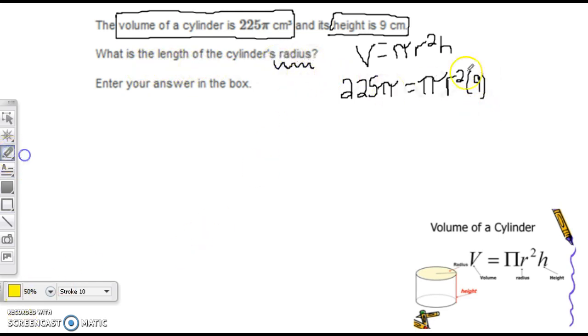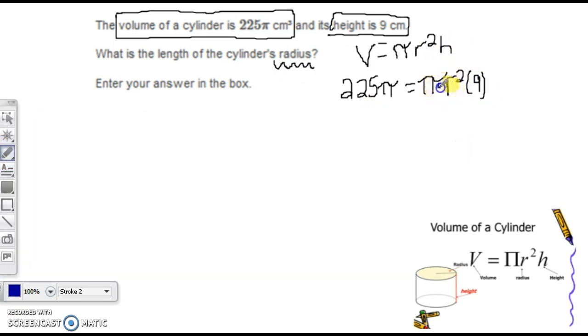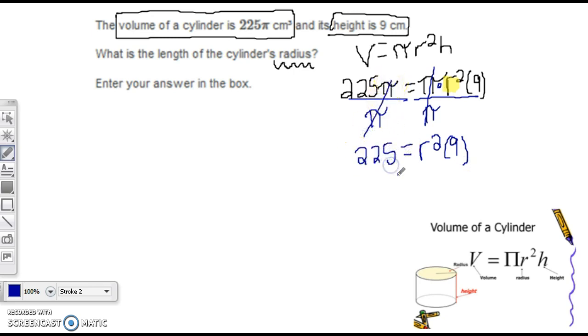So if I want to get that R by itself, there's a lot of things I need to get rid of. I need to get rid of pi, I need to get rid of 9, and I need to get rid of the squared. So I'm going to start off by getting rid of pi. Right now it's pi times the radius squared. So the opposite of multiplying is to divide. So I'm going to divide by pi on each side. The reason I do that is because over here they would cancel, which is what I'm trying to do. I'm trying to get that r by itself. And the cool thing is they cancel over here as well. So we're just left with 225.